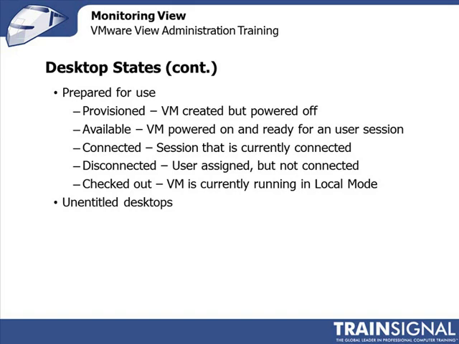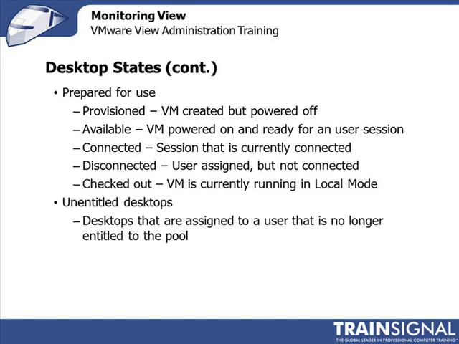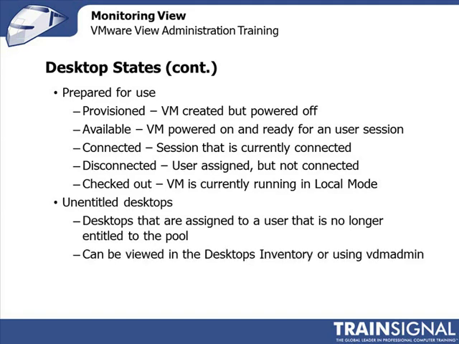The final type of desktop state that you can find a desktop in is an unentitled desktop. This is a desktop that is assigned to a user, but that user is no longer entitled to that particular desktop or pool. This often happens when a user belongs to a group that is entitled to a persistent desktop. The user's been assigned a desktop within the pool, but they're no longer a member of that group and therefore not entitled to access it. These desktops can be viewed within the desktop inventory or can be viewed using the VDM admin command on a view connection server.